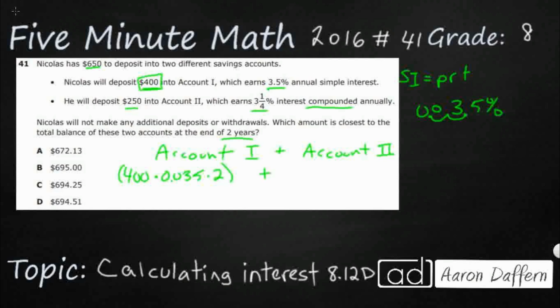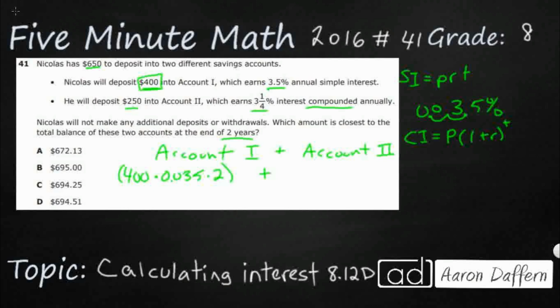Now account 2, compound interest. That has a different formula. It is principal, but you're going to multiply it by 1 plus the rate, so you make that a little bit over 1. And you're going to raise that to the power of the time. In this case, we are going to square it because it's going to be to the power of 2. So that's going to be kind of interesting.